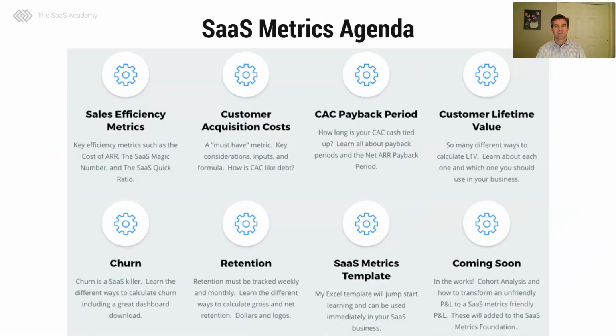Here's a little peek into the SaaS metrics agenda that we'll be covering in this course. There's going to be at least 10 SaaS metrics that we'll cover in this course, and a real-life SaaS P&L and how to hook your SaaS metrics up to that SaaS P&L. Plus, I'll be adding a few more modules, including cohort analysis, and if you have kind of a messy SaaS P&L, how you can pull some metrics out of that SaaS P&L.